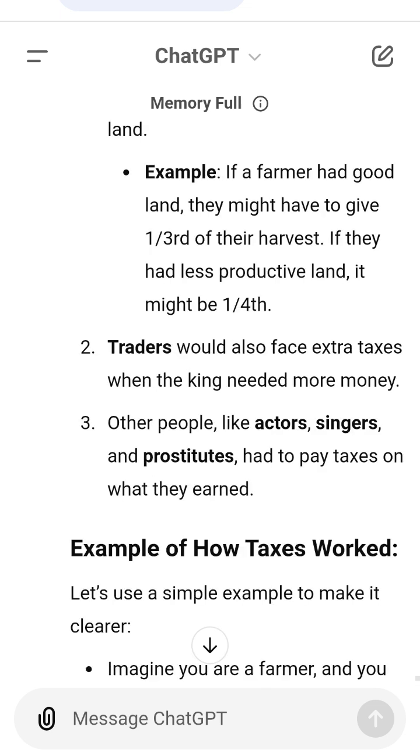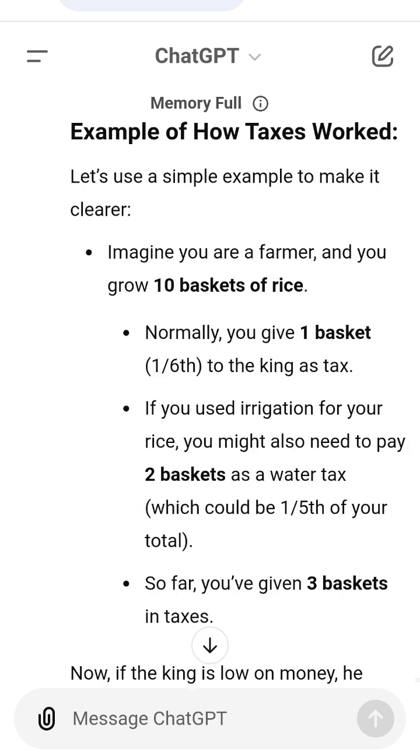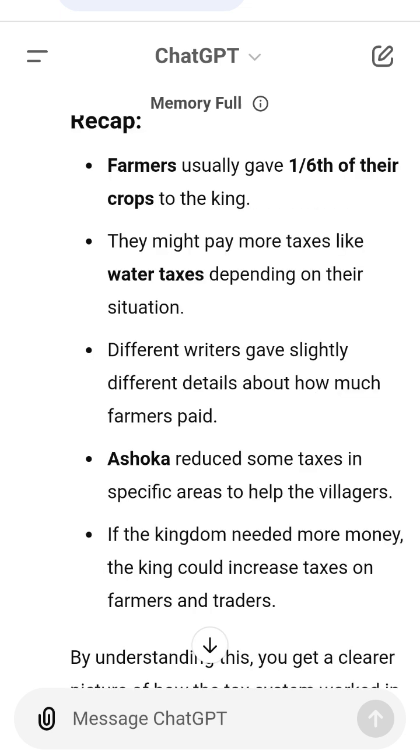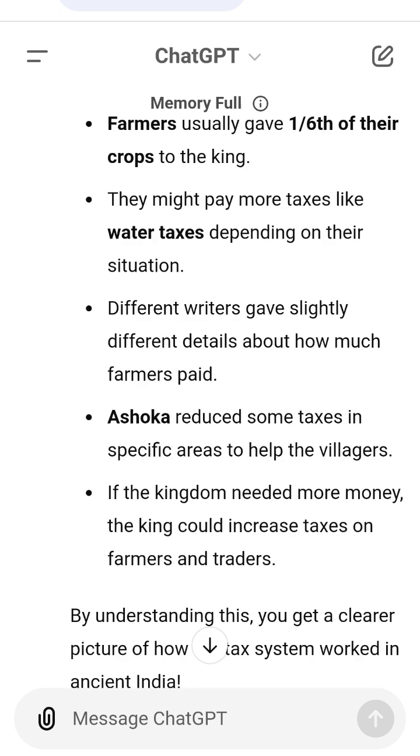You have to give me 1/4 or 1/3 of your total. If he says 1/4, you give 2.5 baskets, because 10 baskets divided by 4 equals 2.5. If he says 1/3, you have to give 3.33 baskets, because 10 baskets divided by 3 equals about 3.33. In this case, if the king asked for a higher percentage, your taxes could get very high, and you would have to give a lot of your harvest.